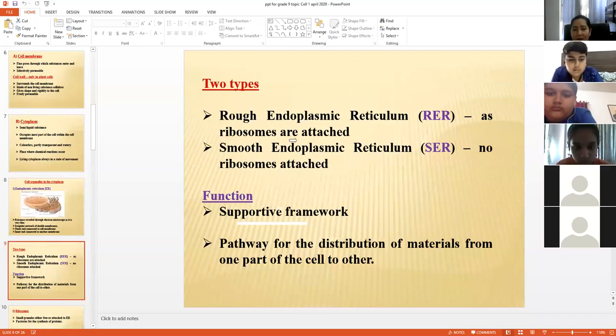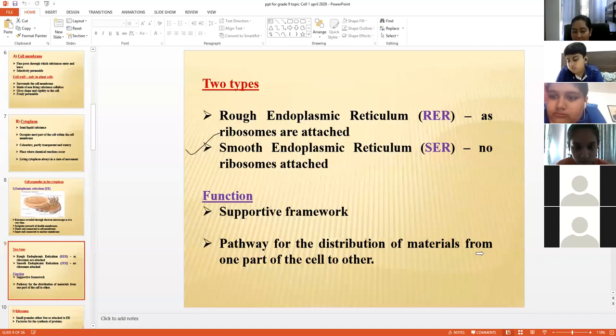Now, there are two types of endoplasmic reticulum. The first is the rough and the second is the smooth. Now, when is it rough? When the ribosomes are attached. When is it smooth? When the ribosomes are not attached to it. Okay? Now, what is the function of an endoplasmic reticulum? It provides support to the cell and it is a pathway for the distribution of materials from one part of the cell to the other.